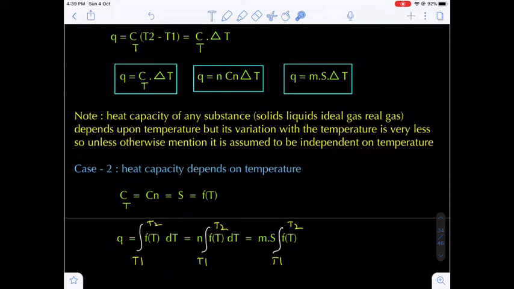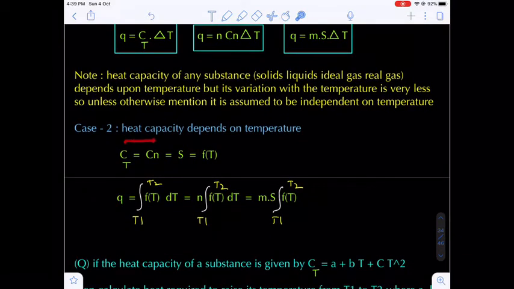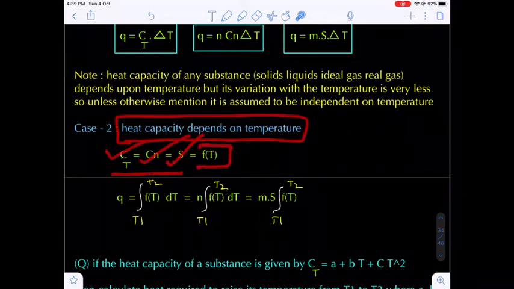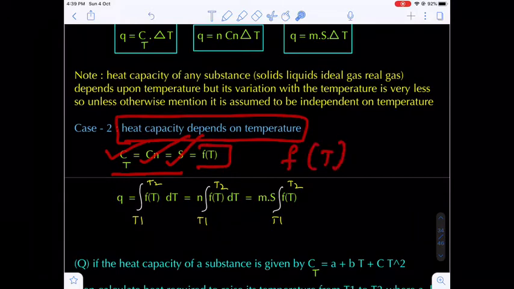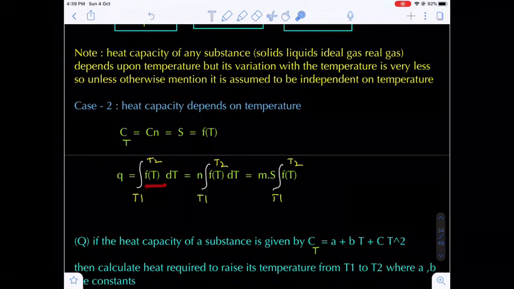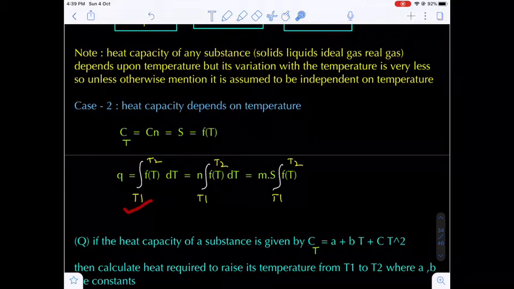Once again I am repeating, heat capacity of a substance is considered independent of the temperature. Unless there is some information given in the question, we have to assume that heat capacity is independent of the temperature. Let's suppose the heat capacity is dependent on the temperature, this is case 2. Then heat capacity, whether total, molar, or specific, is a function of temperature. Then we have to integrate the function also. The limits are T1 to T2.